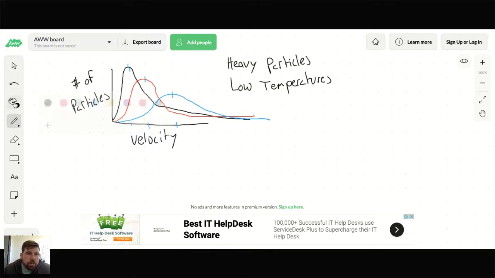The blue line represents lighter particles or higher temperatures. Higher temperatures, faster particles. And that's basically showing us that a majority of the particles are moving faster. And once again, this is true for both light particles or particles at higher temperatures.